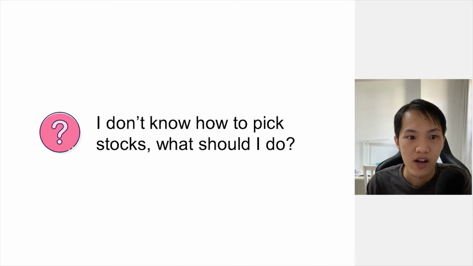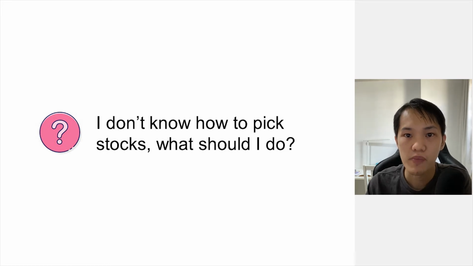So next question. I don't know how to pick stocks. What should I do? Okay, this is an easy one because if you don't have an idea on how to pick stocks, or you don't have any preference on which stocks to own, then you can just buy ETF. ETF is just a basket of companies. So by buying just one ETF, you get exposed to hundreds or even thousands of companies.